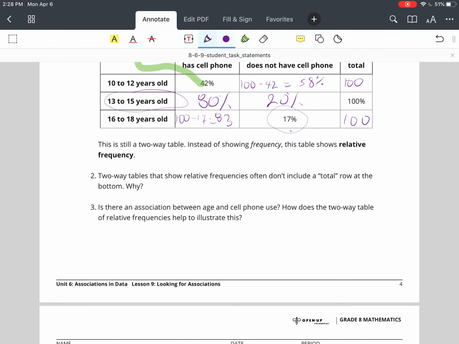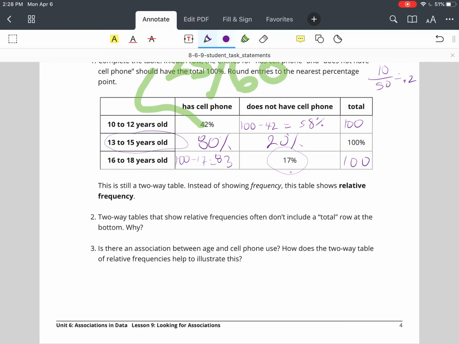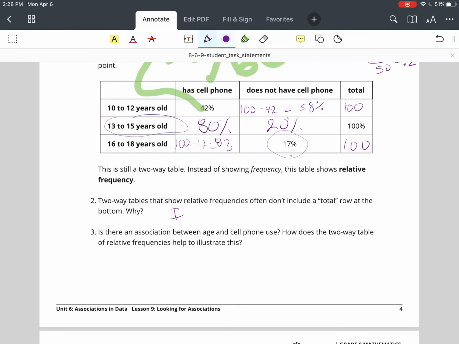So two-way tables that show relative frequencies often don't include a total row at the bottom. Why? It's not needed.